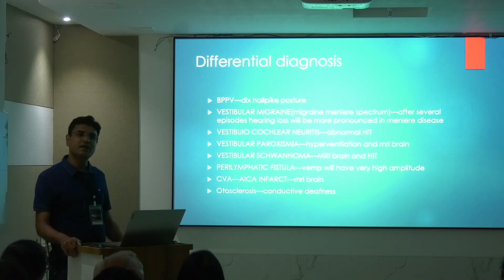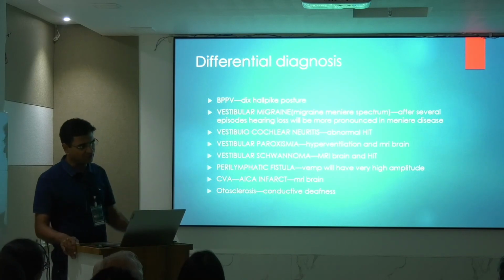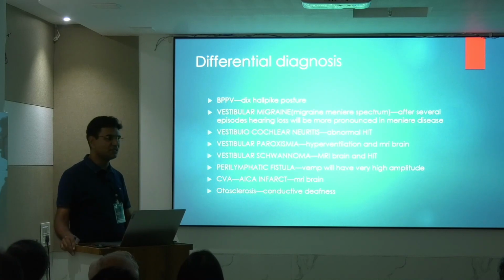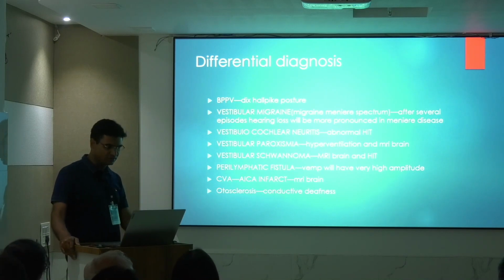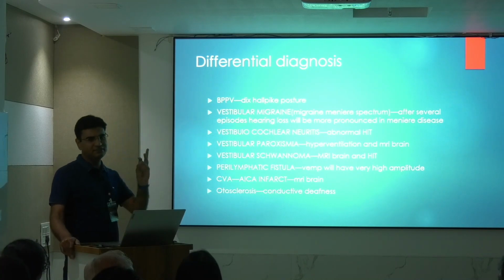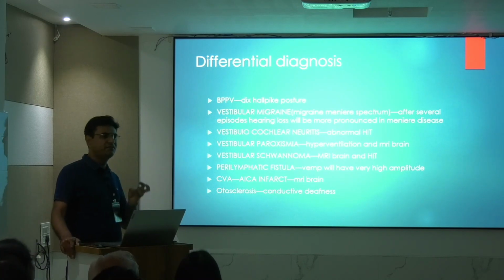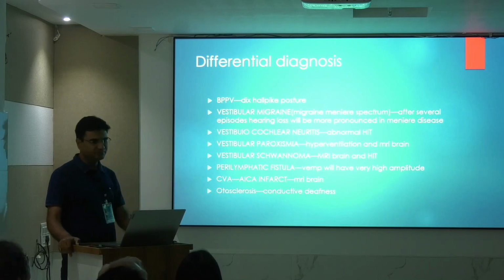Vestibular migraine, I think, is the most confusing, and probably that's why we have the terminology migraine-Meniere's spectrum. Also, all the things are very similar between both these two diagnoses. Even in patients of migraine, we get deafness, maybe of low intensity. In patients of migraine, we get tinnitus. In patients of migraine, we get giddiness. So all the three symptoms are there.